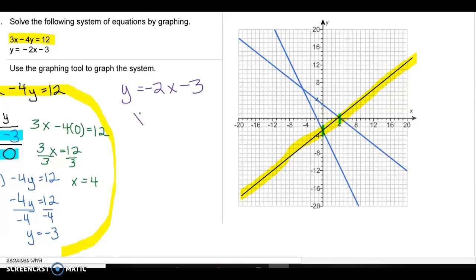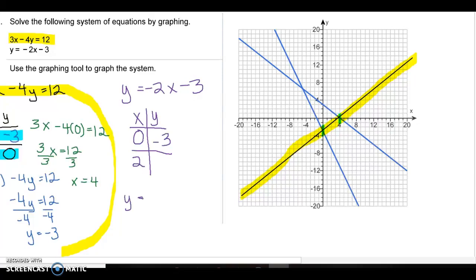And again, all you need are 2 good points. It's in slope-intercept form, but you can still do the same thing. If you plug in 0 for x, you should get negative 3 for y. And then you can plug in anything else for x, or you can plug in 0 for y. I don't think that'll give you a nice number. So let's plug in 2 for x.